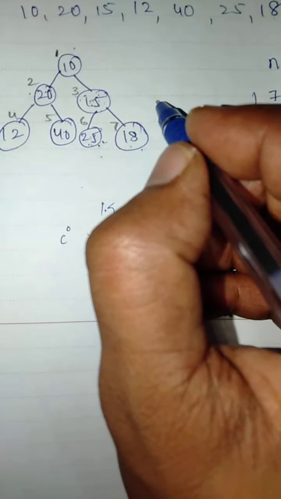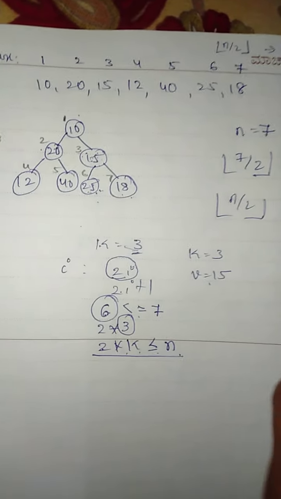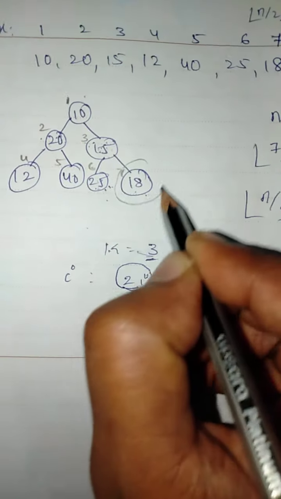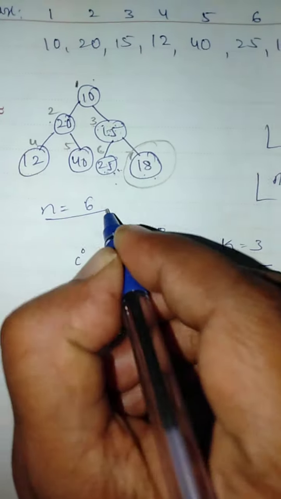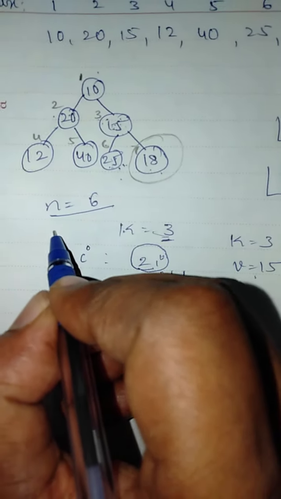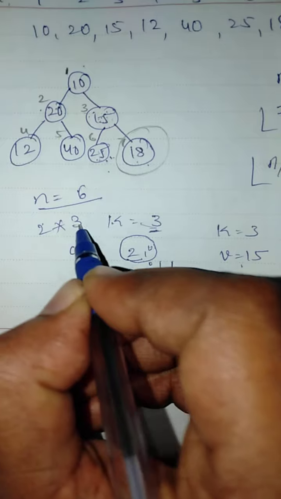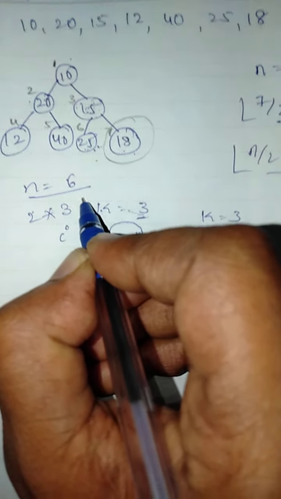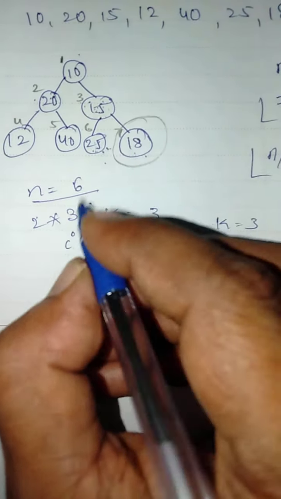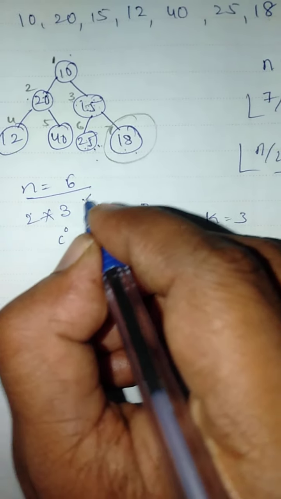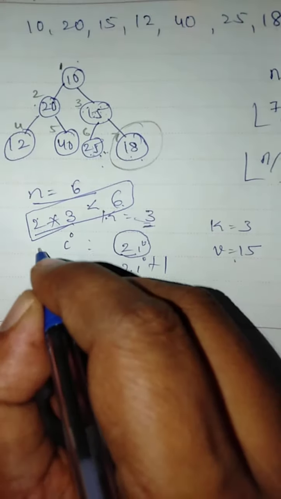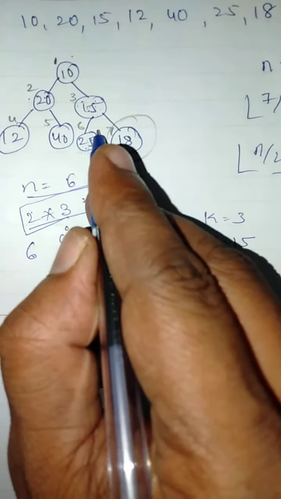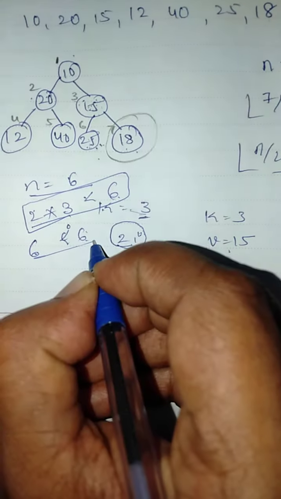Suppose in this case this element is not there, 18 for example. So in this case n will be 6, total number of nodes. Therefore 2 into 3 less than 6. Is this condition true? No. This 6 is the last element, and 6 less than 6 condition fails.